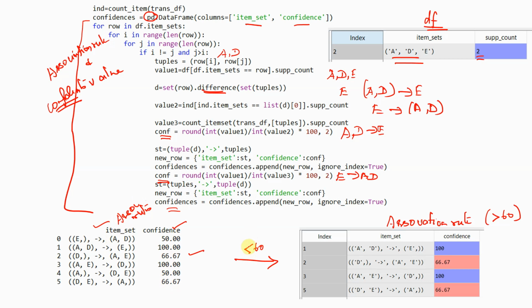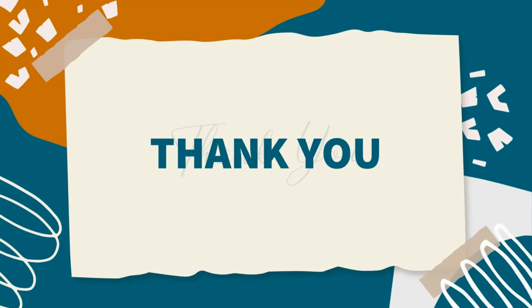Then I can use my prune function and prune all the rules having confidence less than 60. So this will be rejected and this will be rejected. I am getting only rule 1, rule 2, rule 3 and rule 4. So these are my final association rules. I think you have understood how association rule learning works to identify the association between item sets using the Apriori algorithm. Thank you.